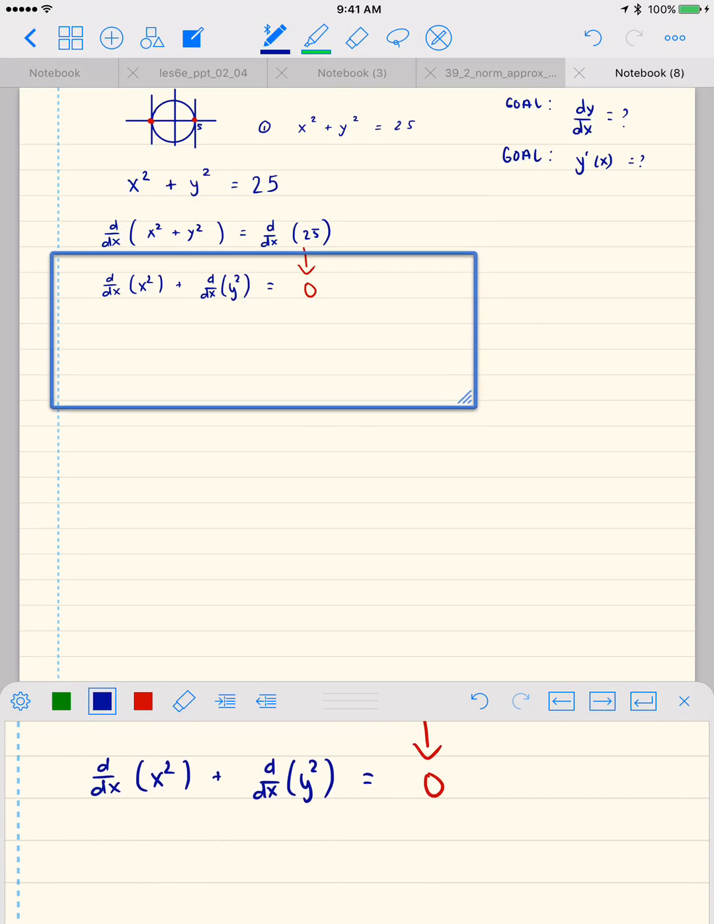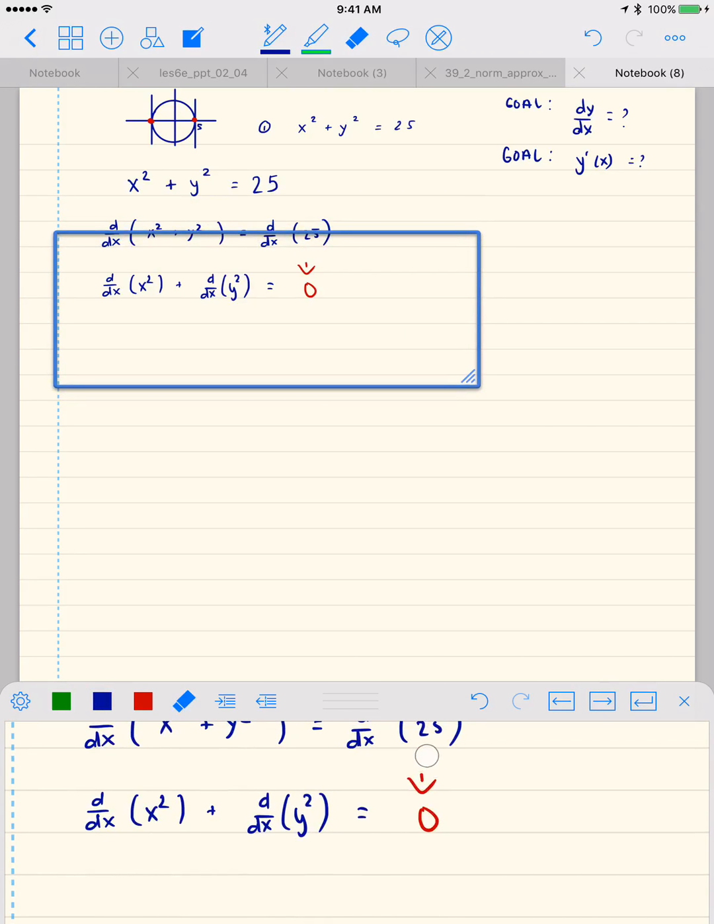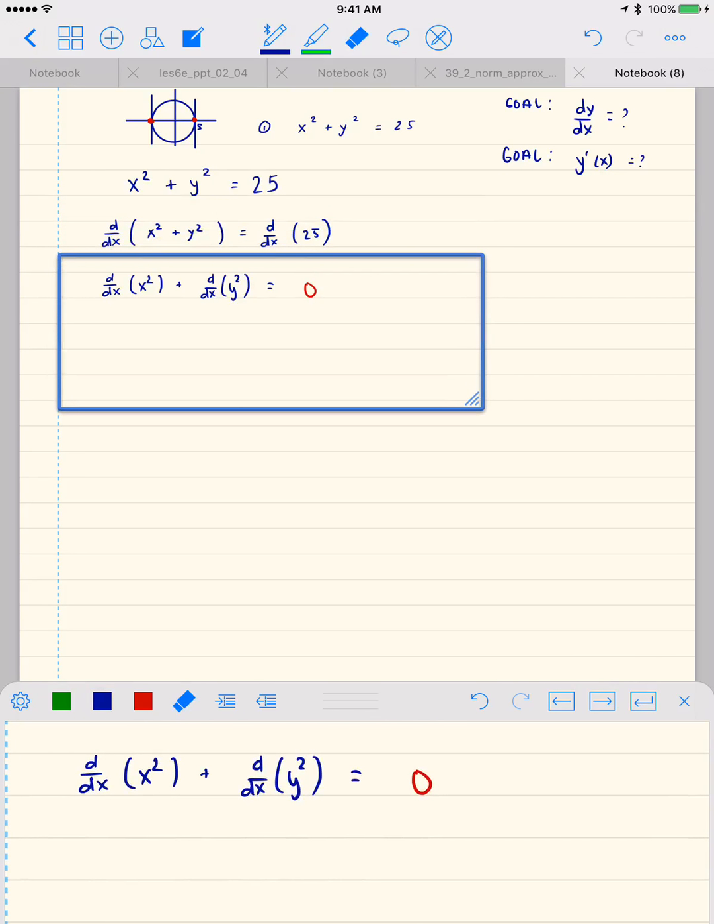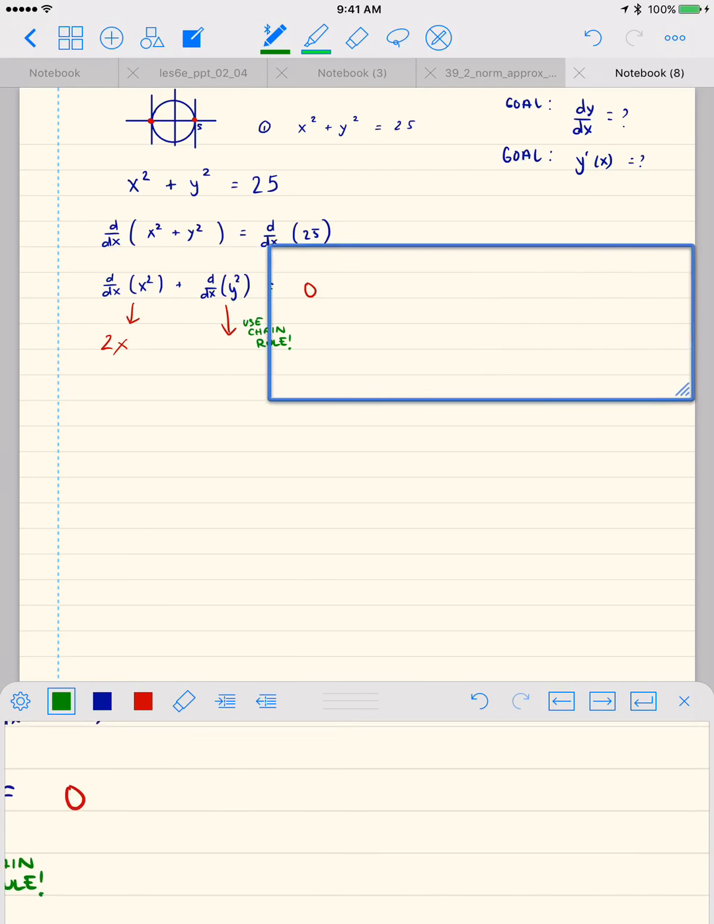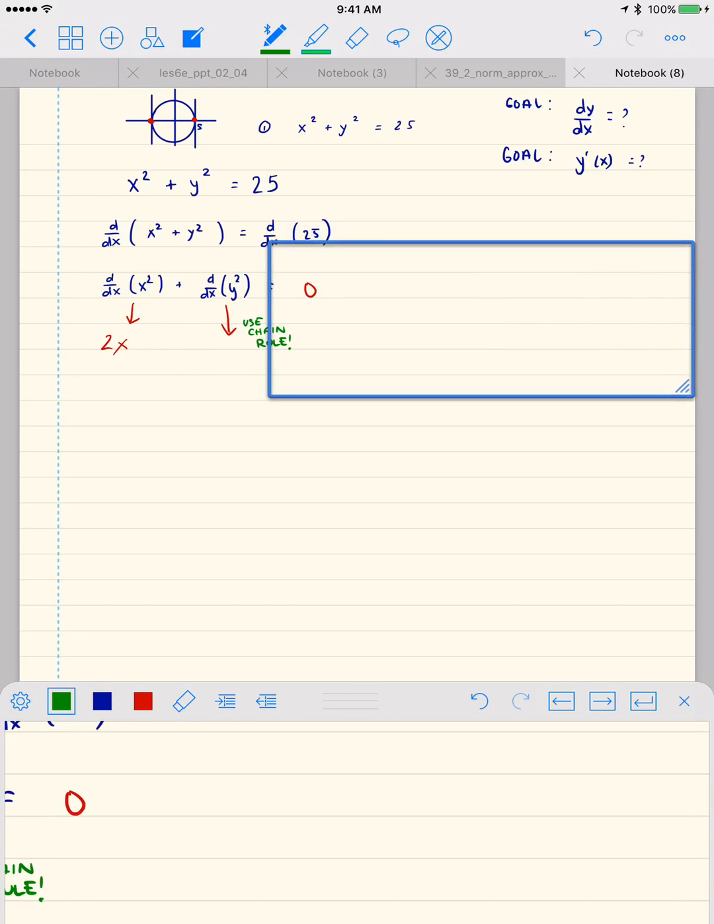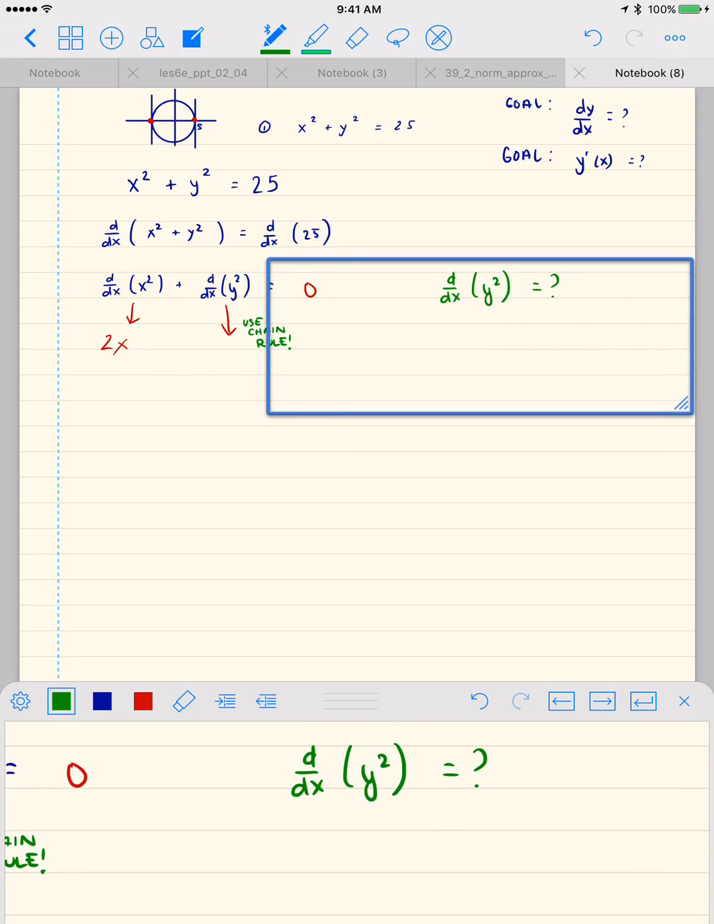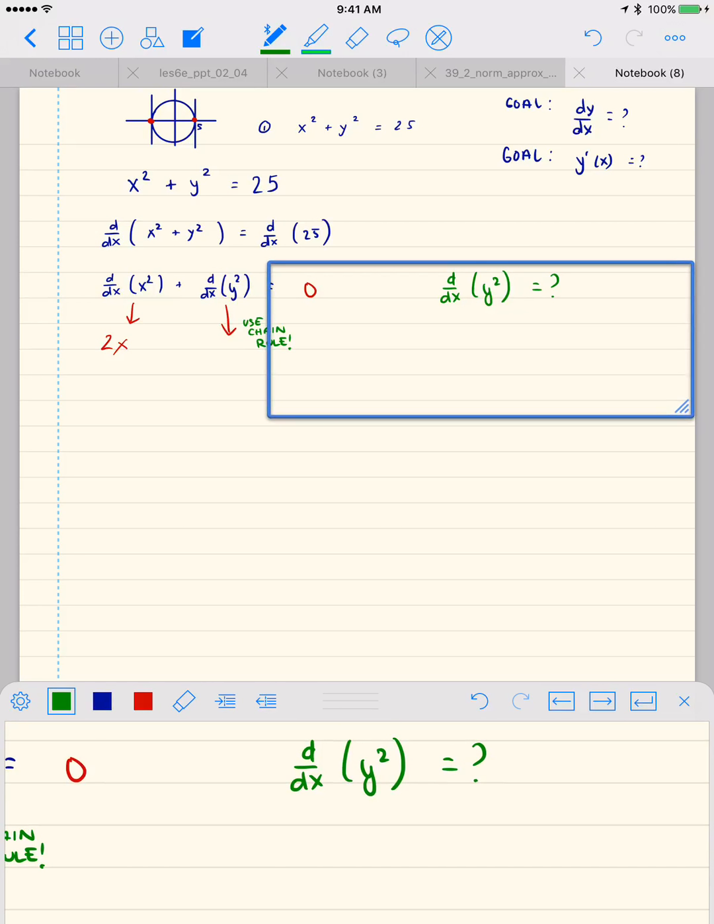Okay, so now we've got our new equation here, which is that the derivative with respect to x of x squared plus the derivative with respect to x of y squared is equal to 0. What is the derivative with respect to x of x squared? That's just going to be the power rule, which will give us 2x. Now here, we will need to use the chain rule. So I'm going to go over here to the left, and my goal is to find d dx of y squared. It's like my goal within the larger problem.